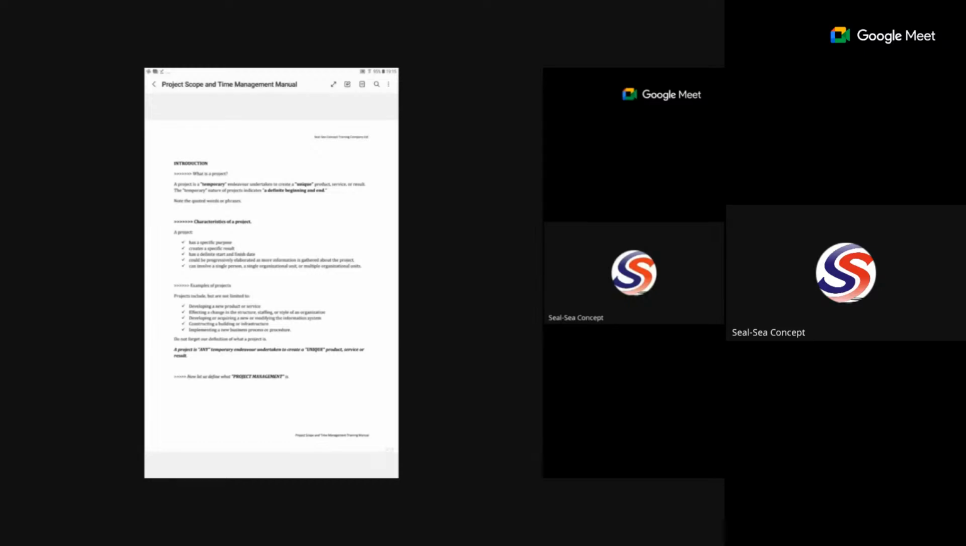So it does not necessarily mean that a project must be something that you can interact with, that you can touch. It can be in the form of a service. It can be in the form of a product. It can be in the form of just a unique result. A project doesn't necessarily mean something that is new. It can be that you are bringing a new improvement to something that is already in existence.